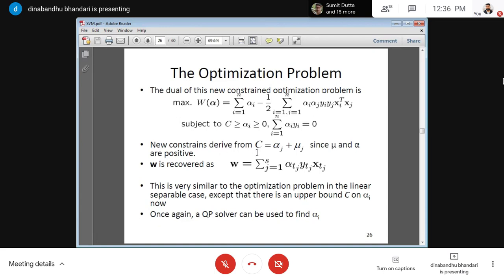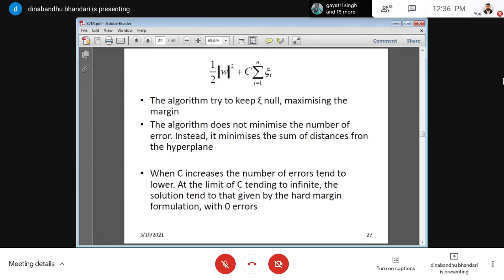Now, the constraints are derived from C equal to this, with mu and alpha positive. You can go through this one. And the sum of alpha i yi equal to 0, same as this, and you can solve it using that. Now, if alpha 1, 2, 3 are the support vectors, you will get W, and you use the QP solver and you will get the same thing. That's how this one comes out.